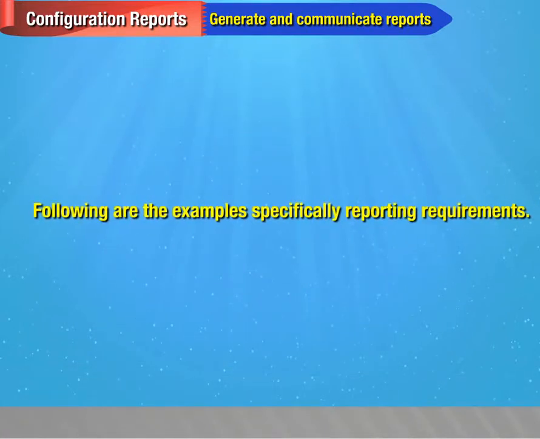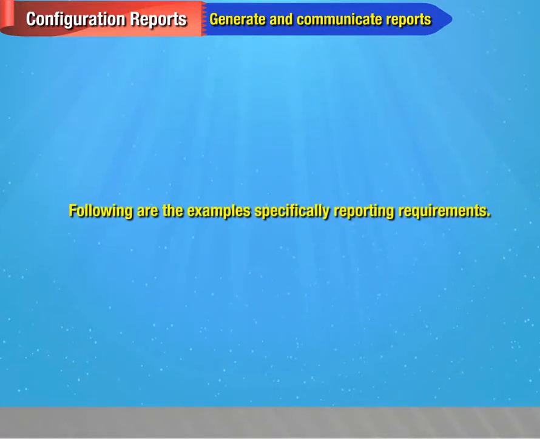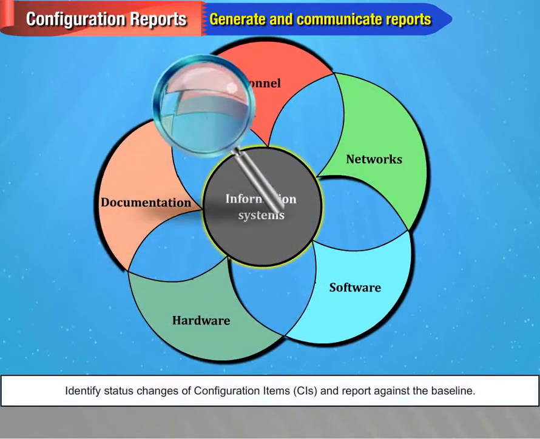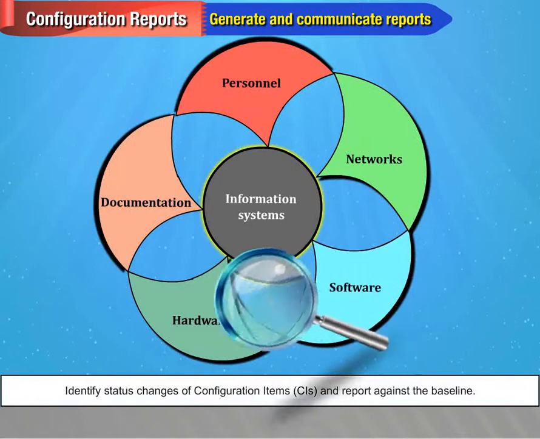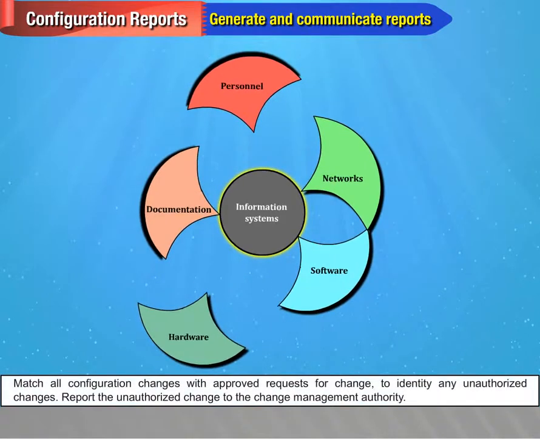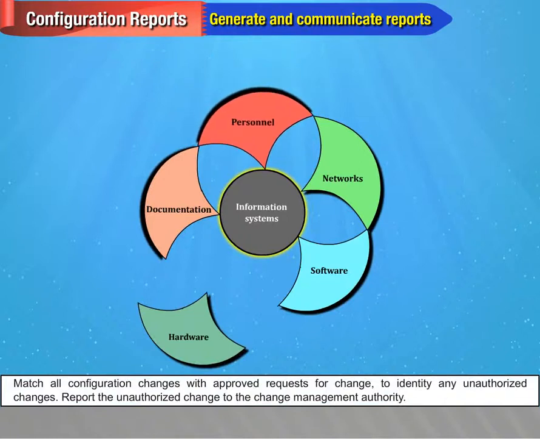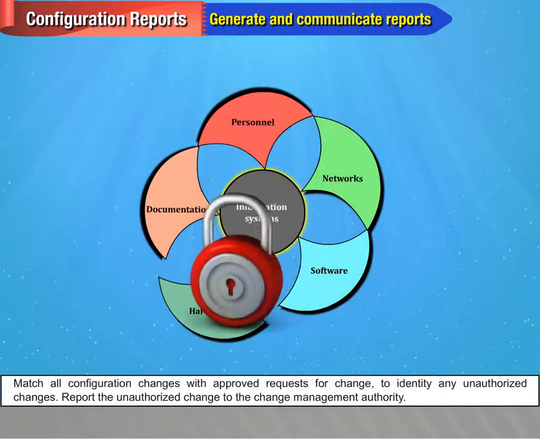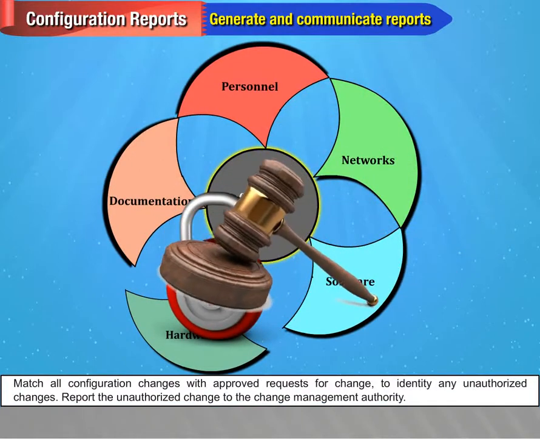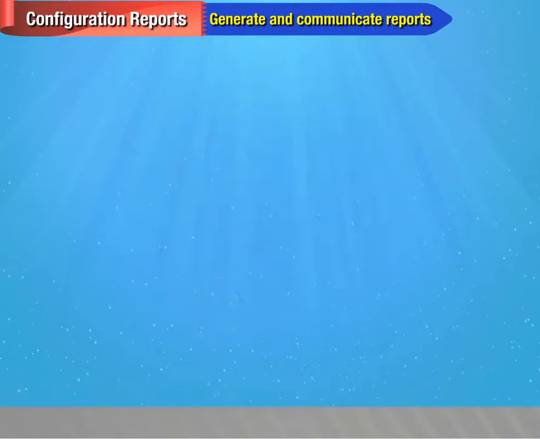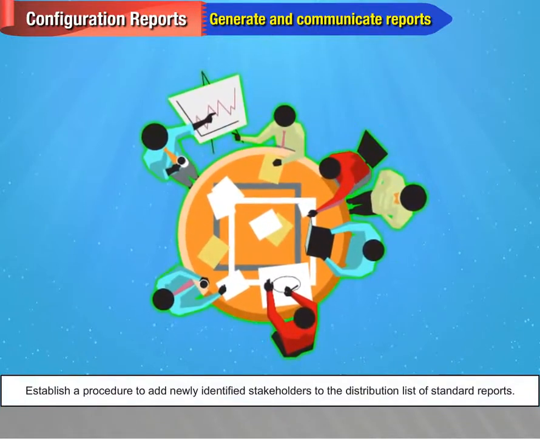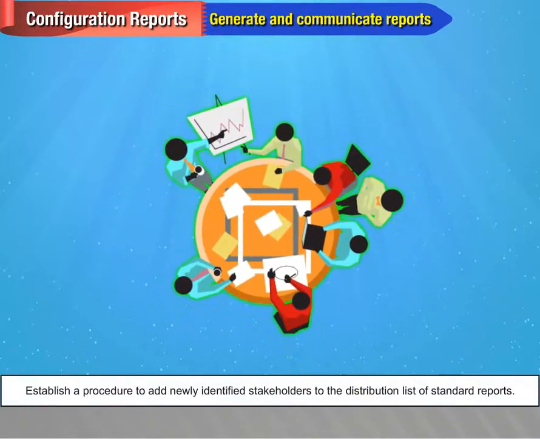Following are examples of specific reporting requirements. Identify status changes of configuration items (CIs) and report against the baseline. Match all configuration changes with approved requests for change to identify any unauthorized changes. Report the unauthorized change to the Change Management Authority. Establish a procedure to add newly identified stakeholders to the distribution list of standard reports.